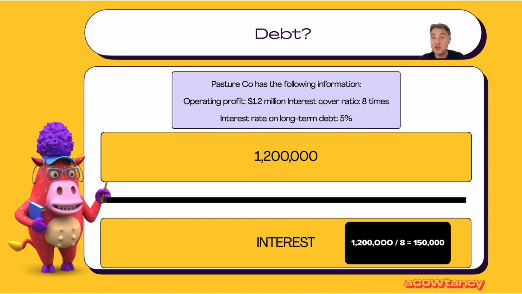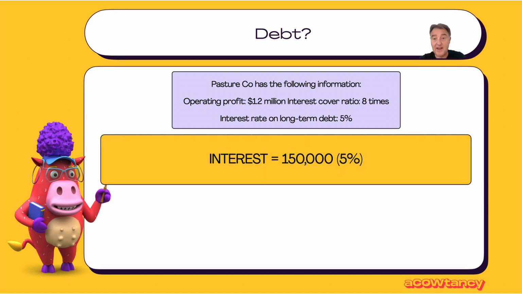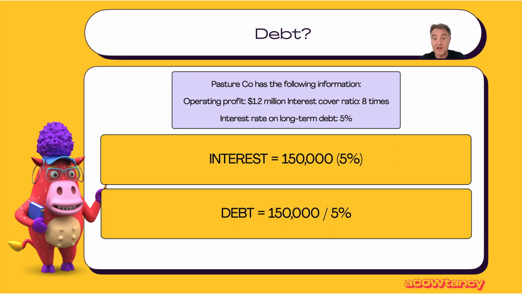Now, the question asked, what is the debt? So you think, right, well, I know the interest is 150,000, and I know that that represents 5%. So can you remember how we did it? To work out the debt, you did 150,000 divided by your rate, and that would get you to the debt of 3 million. So that's partly what you needed to do the tricky question.